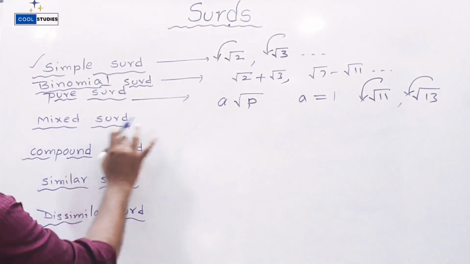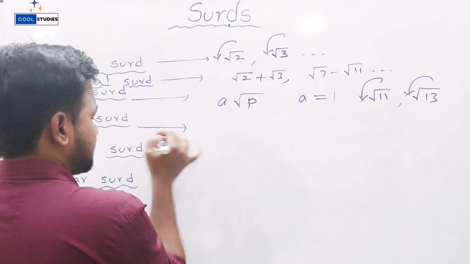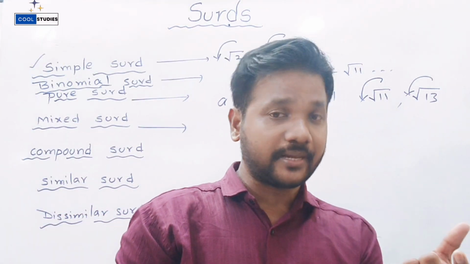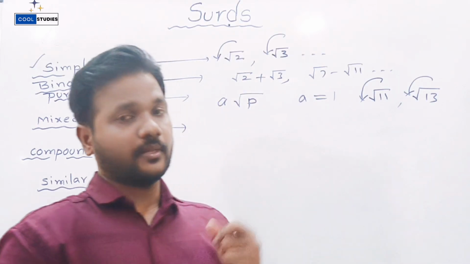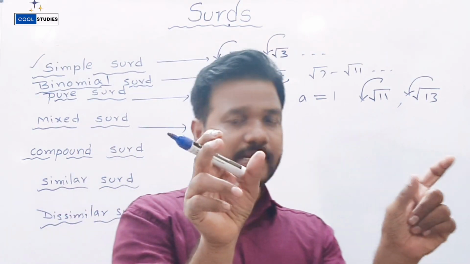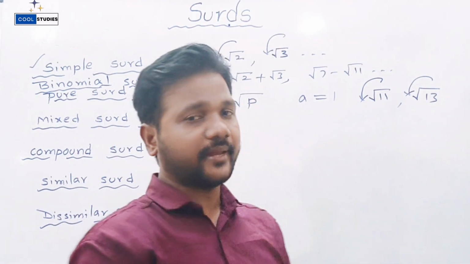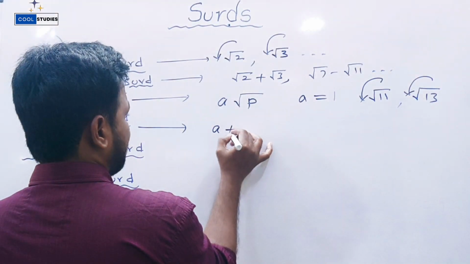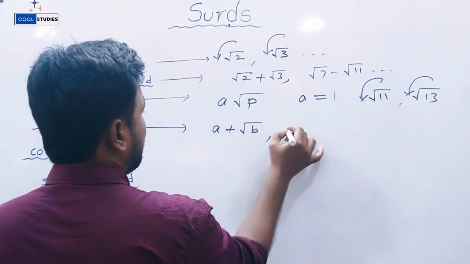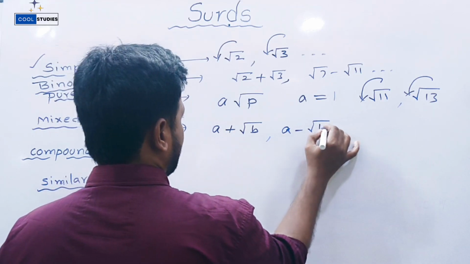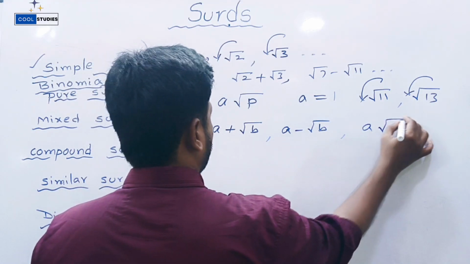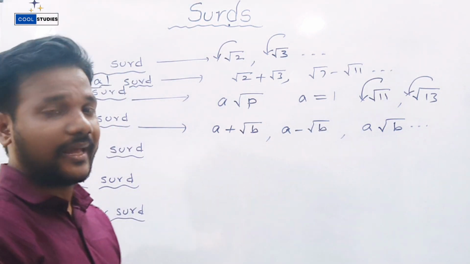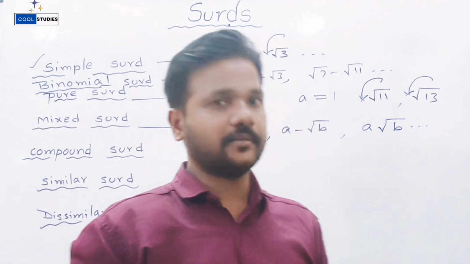Next, mixed surd. Mixed surd means a surd contains a rational number as well as a surd. If a rational number is mixed with a surd, then we get a mixed surd. Let's suppose I am writing a plus root b, or a minus root b, or a root b. These types of surds are called mixed surds.